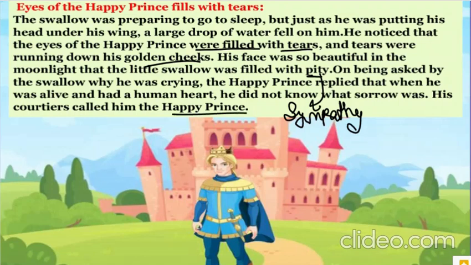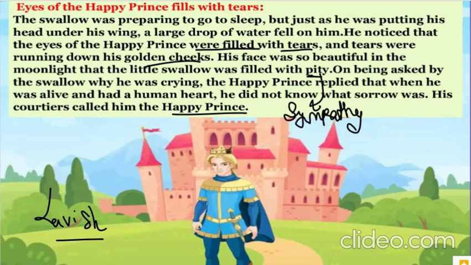So what happened now? The prince died. That's why he became a statue, right? When he was alive, he had a very lavish lifestyle. He lived very lavishly. He was a king, obviously, right? When he was alive, he had a human heart, correct? And when he lived in his kingdom, he never got to know what sorrow or sadness is, because whatever he wanted was ready.